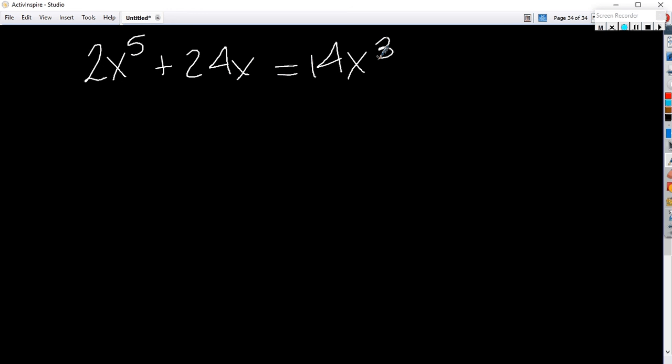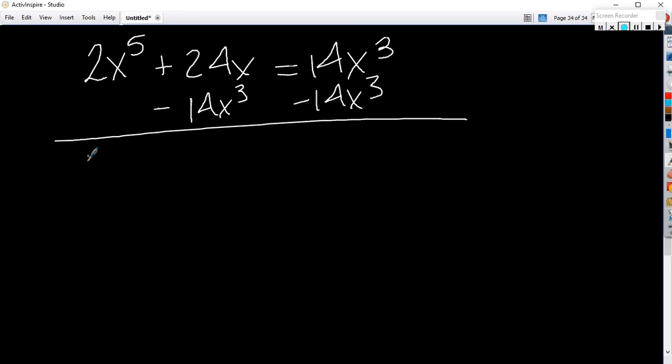What do you do first? Hold up, let me write that down. Subtract 14, make it equal 0, exactly. So if I move 14x cubed, I don't want anybody to get confused when I move this, but I'm going to put it in the middle. So it's gonna be 2x^5 minus 14x^3 plus 12x. I want it to be in the right order.